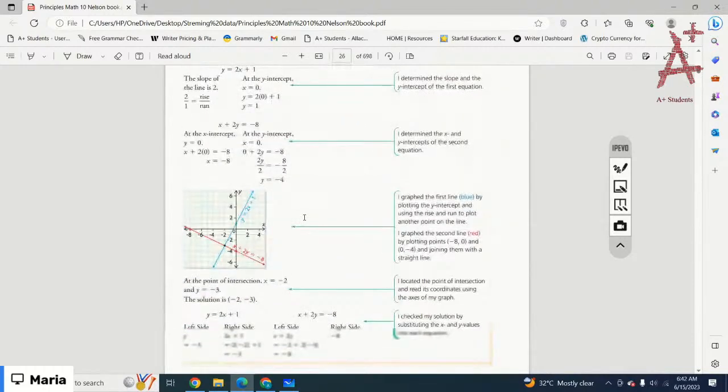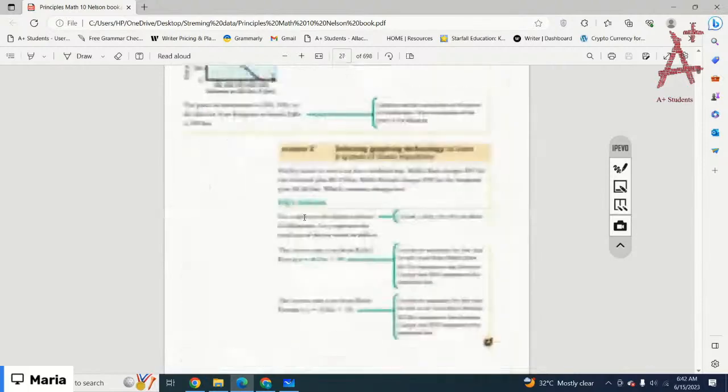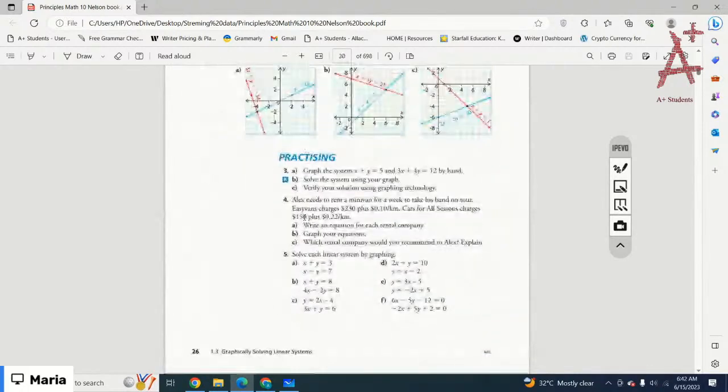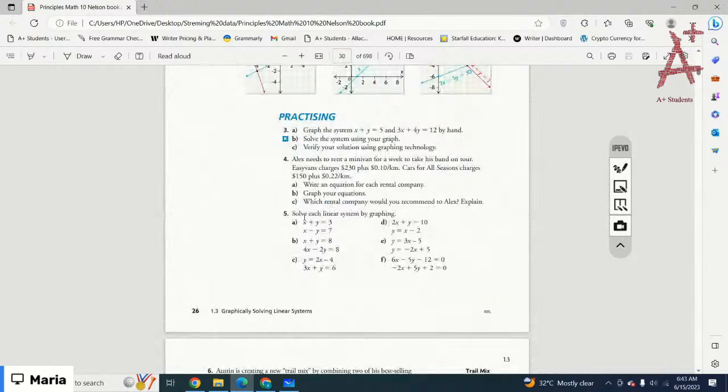Let's start with the practice questions. Basically, we're going to learn how to solve equations graphically. Starting with question number 3: graph the system x plus y equals 5 and 3x plus 4y equals 12. By hand, solve the system using your equation and verify your solution. How do we solve equations graphically? Let me write down the equation. x plus y equals 5.